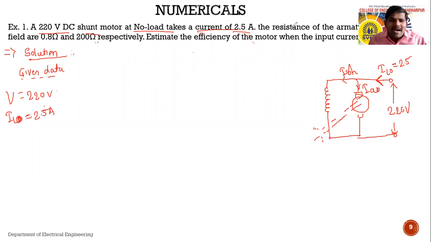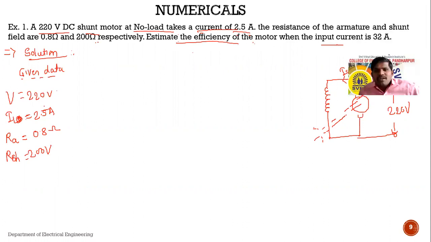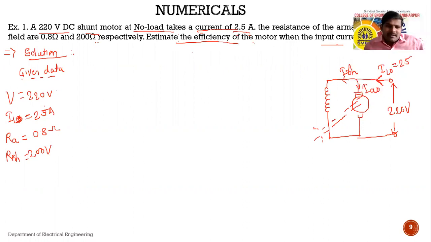The resistance of armature and field are 0.8 ohm and 200 ohm respectively. What is given? Which resistance? Armature resistance is given, that is 0.8 ohm. Then field resistance is given, that means RSH is equal to 200 ohm. Okay. Now estimate the efficiency of the motor when the input current taken by the motor is 32 ampere.